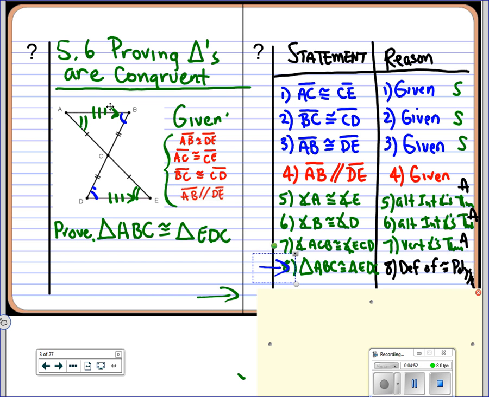And that's because of the definition of polygons. The definition of polygons says if everything in one shape matches everything in another shape, all the sides show congruence and all the angles show congruence, then the two shapes have to be congruent. That's a lot of work. That's showing three sides.